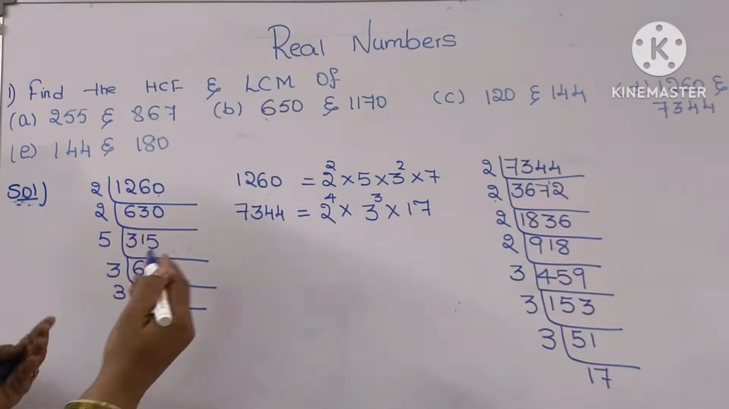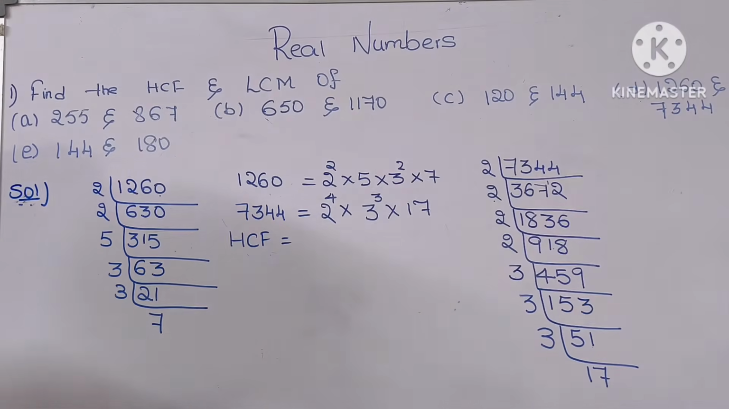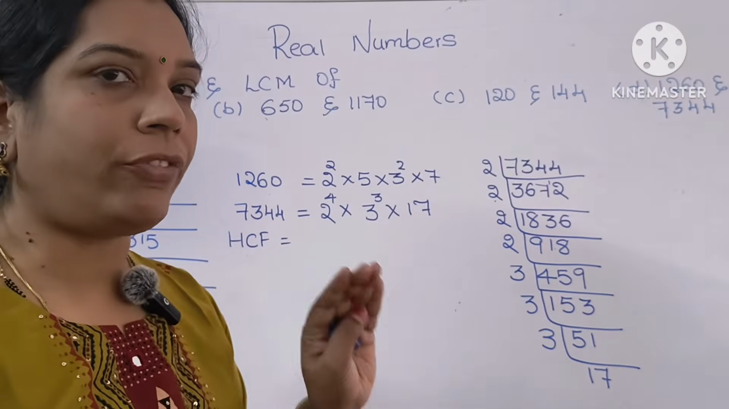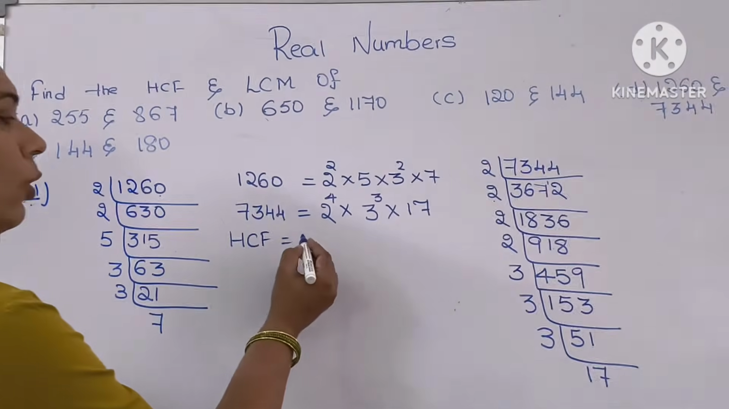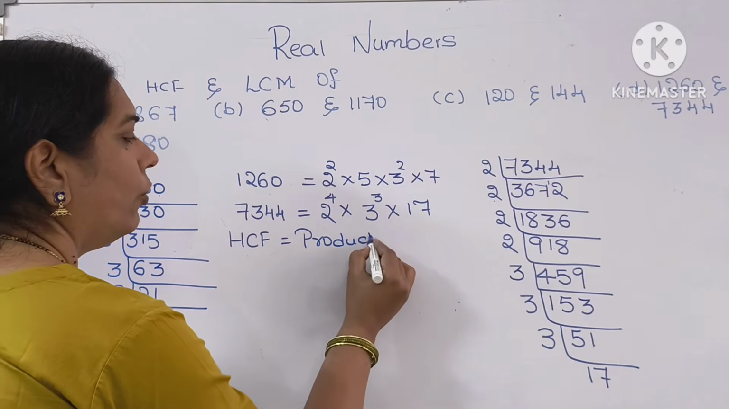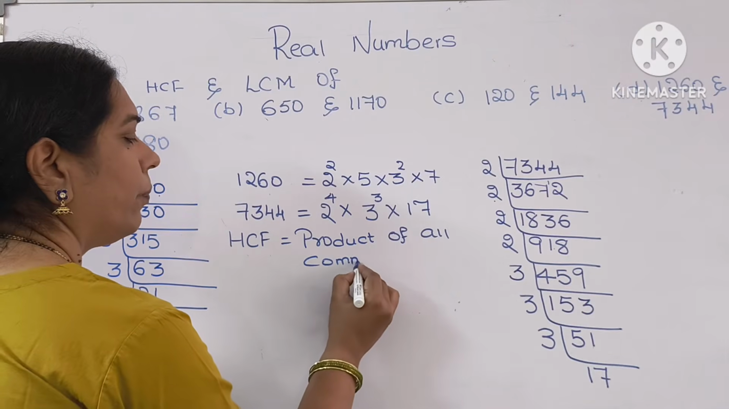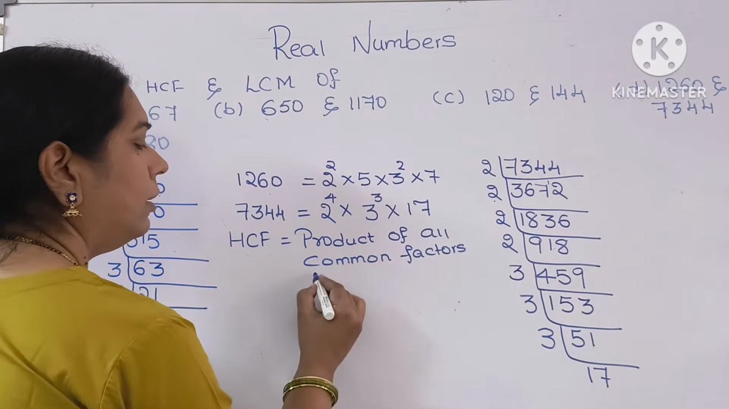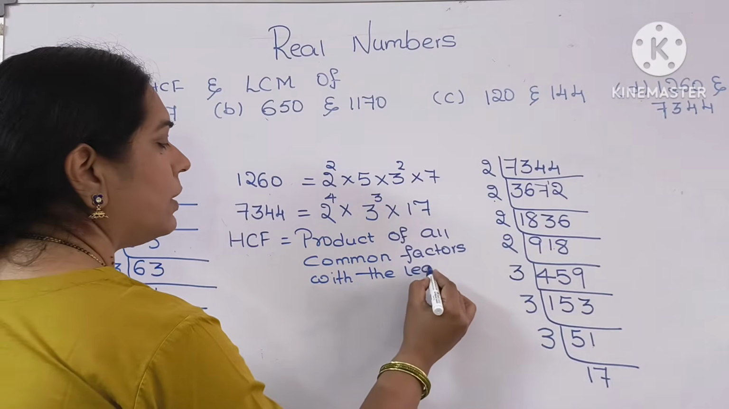From prime factorization, we have to take out the HCF and LCM. What is the HCF? How do we find HCF? HCF is the product of all common factors but with the least power. With the least power. So, let me write it down for you. HCF is the product of all common factors with the least powers.